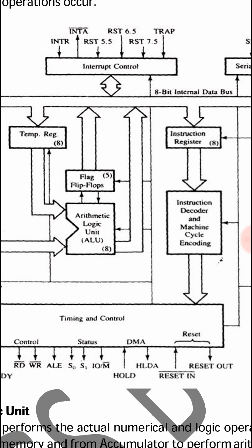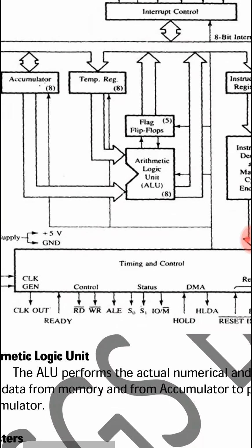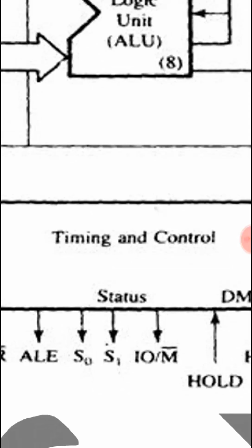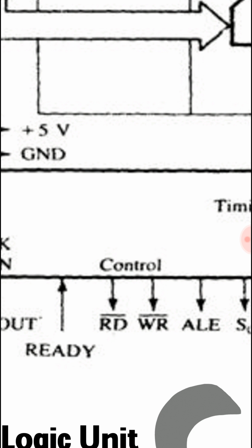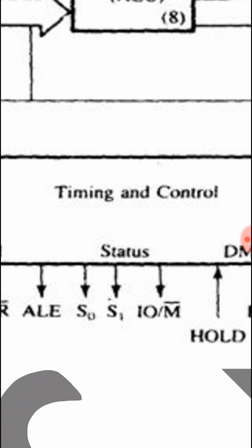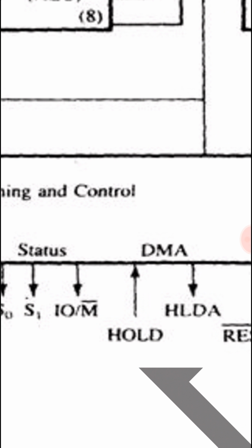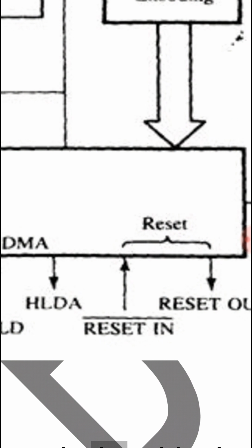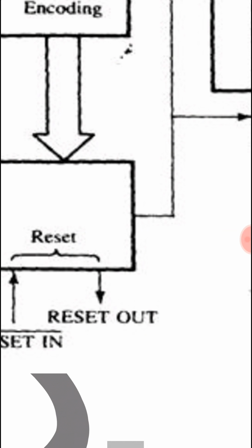Now to manage all these operations, we have got one more unit called timing and control unit. Timing and control unit has got a set of pins. It manages the power supply as well as the ground, and along with that the special inputs X1 and X2. Then it manages the read, write signals, address latch enable, then the select pins S0, S1, IO bar M, HOLD and HLDA. These are the DMA pins. Along with that the reset in and the reset out.